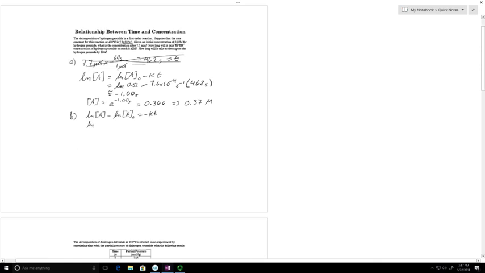So we can rewrite this as A over A naught is equal to negative KT. And then dividing by K on both sides, we get T is equal to negative natural log of A over A naught, all over K. And that'll give us our answer.